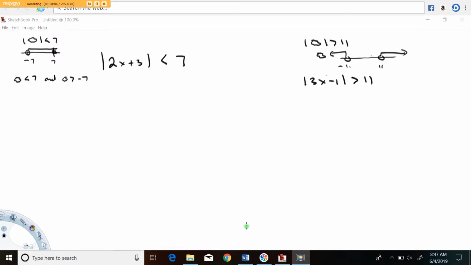I'm making this video to go through some examples of solving inequalities that have a little bit more going on to them. So we're going to take a look at a couple examples. Let's start with this one. So this is 2x plus 3, absolute valued, less than 7.